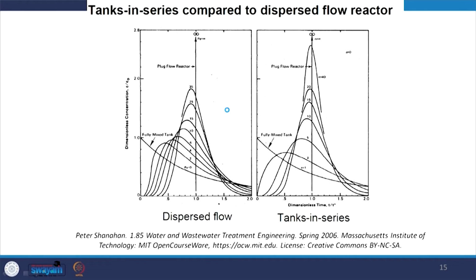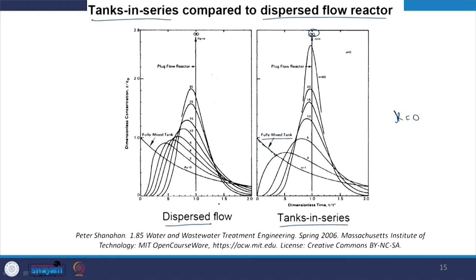So, lastly we will compare the tanks in series to the dispersed flow reactor, let us see, right. So, this is for the case, I guess, when the rate constant is 0 and for only one time injection of the tracer. So, dispersed flow and tanks in series. When n is equal to infinity, what do we see? It looks like a plug flow reactor, and n equal to 1 tanks in series, it is only a CSTR.